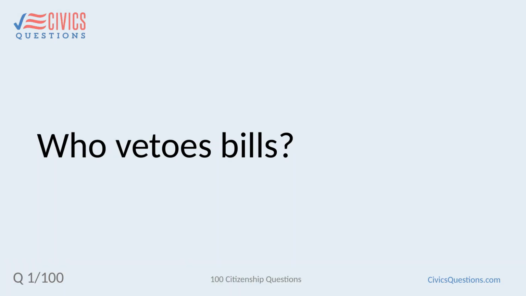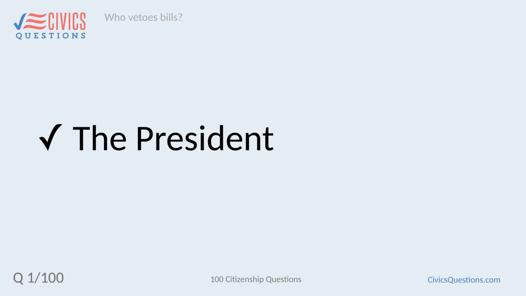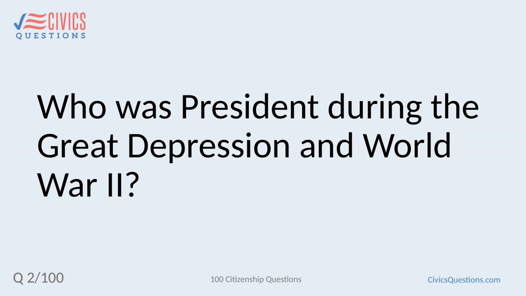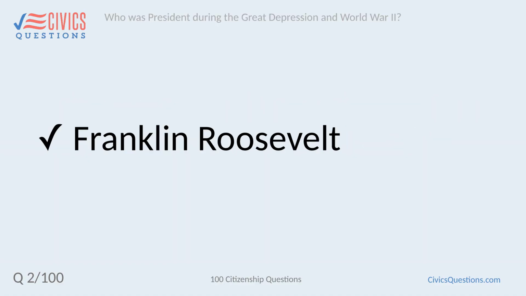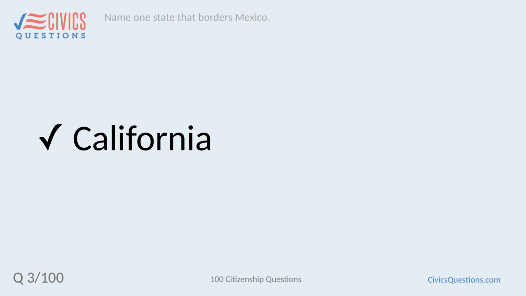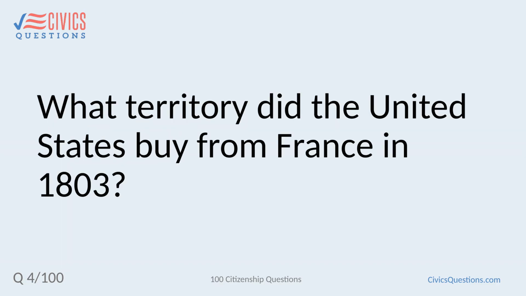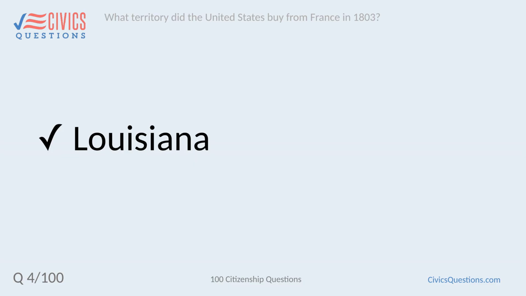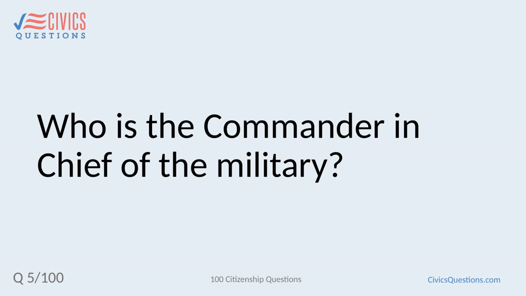All right, here's the first question. Who vetoes bills? The President. Who was president during the Great Depression and World War II? Franklin Roosevelt. Name one state that borders Mexico. California. What territory did the United States buy from France in 1803? Louisiana. Who is the commander-in-chief of the military?